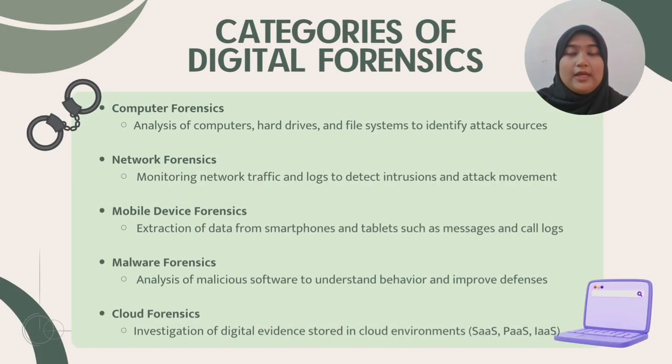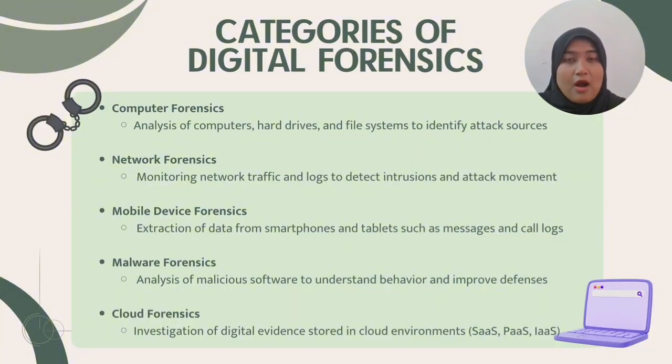So now let's take a look at the categories of digital forensics. The first one is computer forensics. This is when the investigator looks at the hard drive and files to find out how an attack started. For example, in some ransomware cases, they can see which computer got affected first. Then there is network forensics. Network is like a city with many roads. So network forensics tracks how the attacks move through the network, looking at the traffic logs and also suspicious activity.